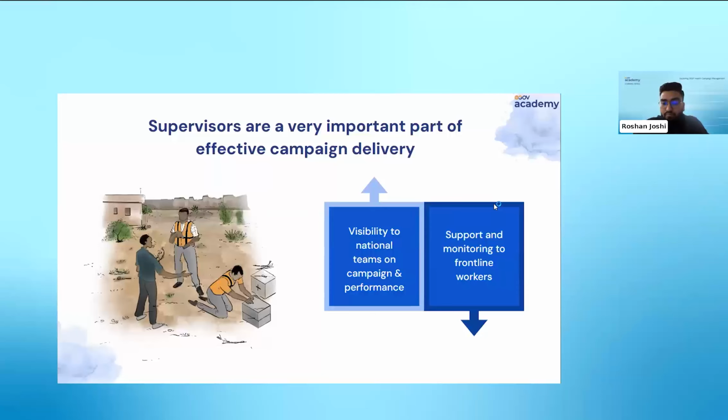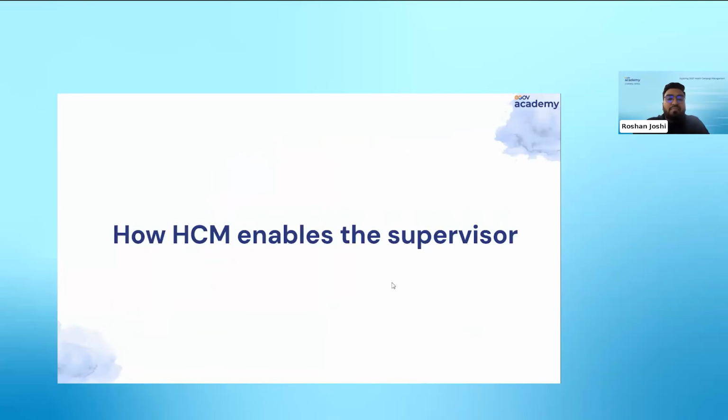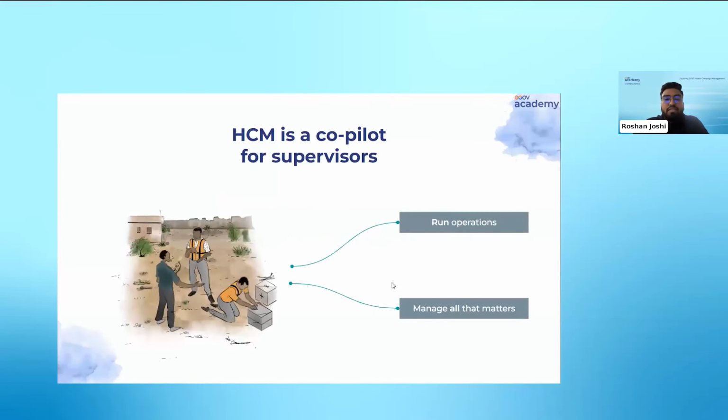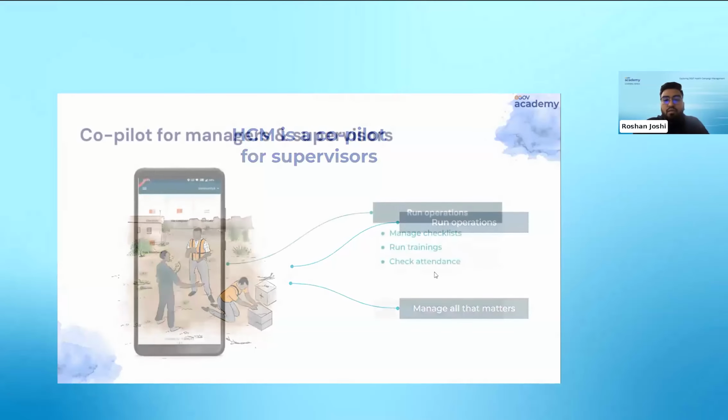the particular time. So how HCM enables the supervisors is, like I mentioned, they can run the supervision operations on the field with the help of checklists. They can also manage whatever is relevant. So, for example, the national supervisors and the provincial supervisors, and as well as the district supervisors, have access to the dashboard for their designated geographies. So they can monitor the campaign performance. They can take real-time decisions based on the insights that are generated on the dashboard.